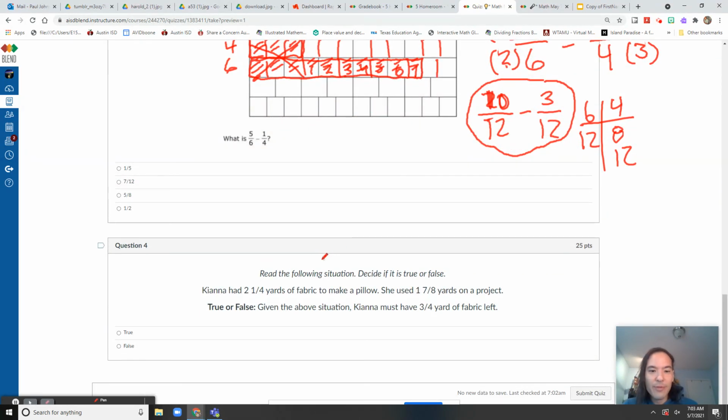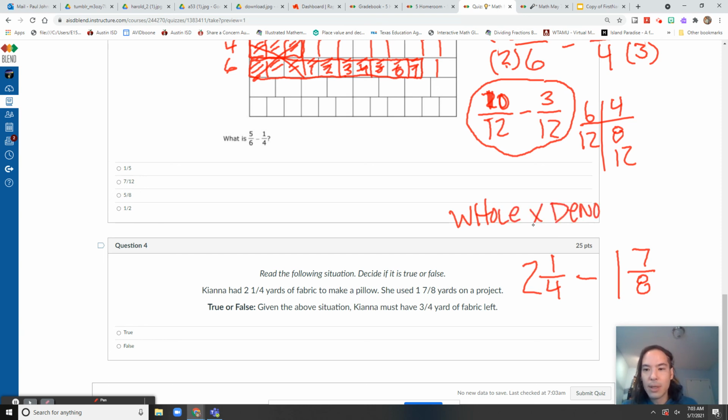All right, final one. Read this following situation, decide if it's true or false. Kiana had 2 1/4 yards of fabric to make a pillow. She used 1 7/8 yards on the project. So basically what we're going to do is we're going to say 2 1/4, we're going to subtract 1 7/8. All right, 1/4 is smaller than 7/8, so I would use the whole times denominator plus numerator to get your improper fraction.